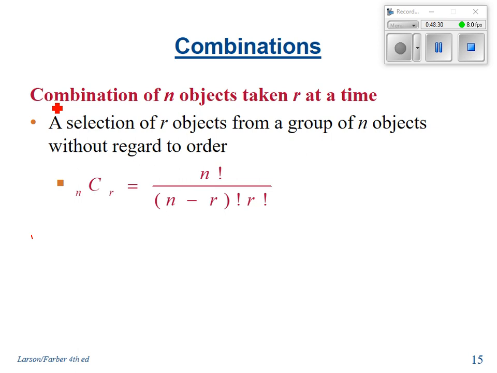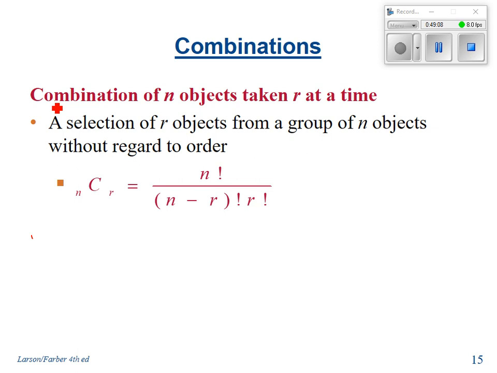So combinations: selecting a selection of R objects from a group of N objects without regard to order. Again, if I go back to the books, it doesn't matter which order I stack these books in. I still got the same 3 books. That's a combination. So this combination of books is the same as that combination of books. But this permutation of books is different than that permutation of books.